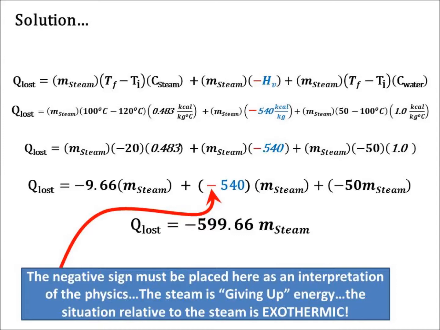The heat lost, you have three transitions. Notice that each of the heats is going to be exothermic: negative 9.8 M steam, negative 540 M steam, and negative 50 M steam. Notice that the 9.8 becomes negative because of a mathematical calculation, that is 100 minus 120, and the third term, negative 50, is because 50 minus 100. The heat of vaporization has to be negative because you know that it is exothermic. The steam is losing that heat of vaporization, so that you end up with a total of negative 599.66 M steam.